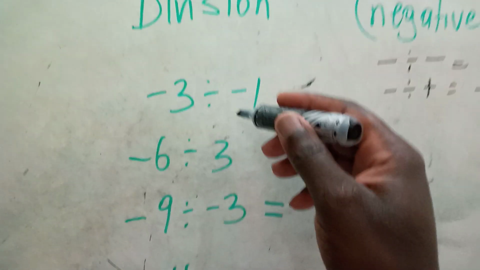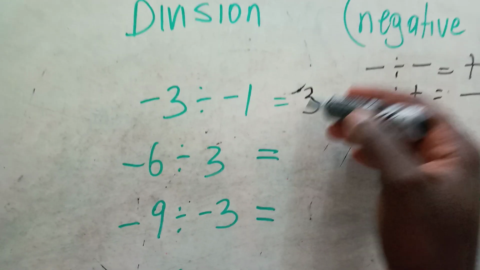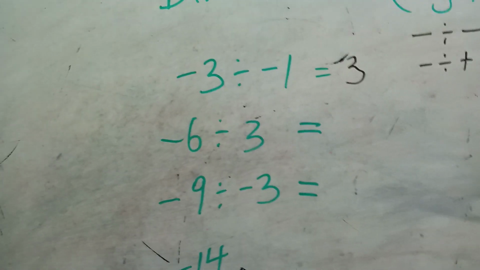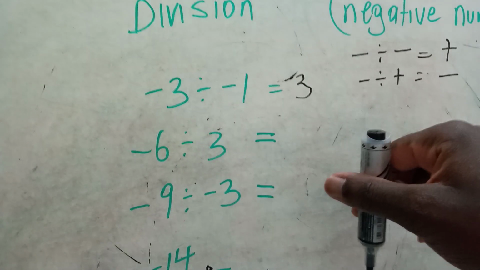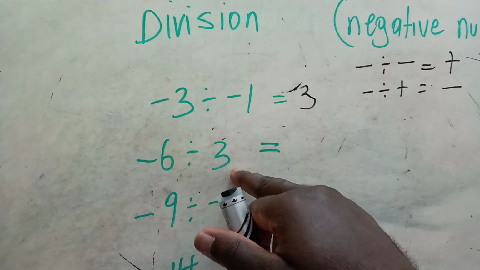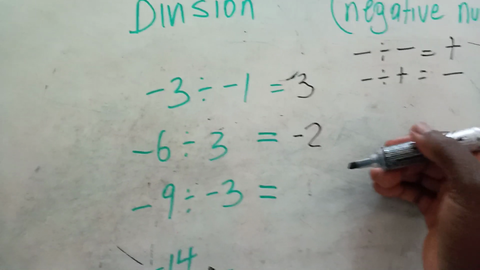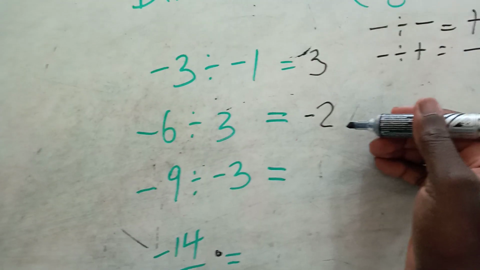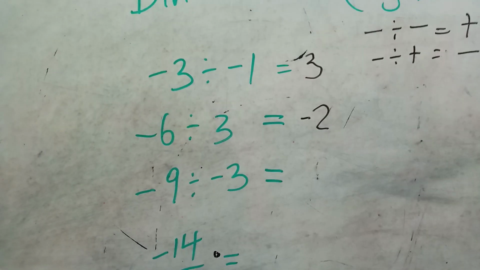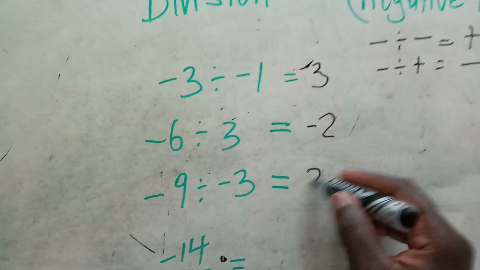Okay, so here we have 3 divided by 1. It's going to give us a positive number. Alright, 1 into 3 is what? 3 times. Any number divided by 1 gives you the same number. Now we have negative 6 divided by 3. A negative and a positive, so our answer is going to be negative. 3 can go into 6 2 times, so a negative number. Here we have a negative and a negative. Negative divided by negative is going to give you a positive number. So 3 can go into 9 3 times.